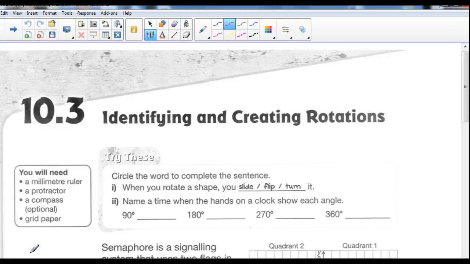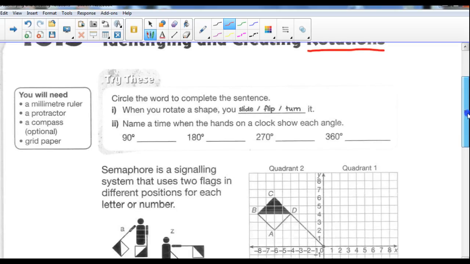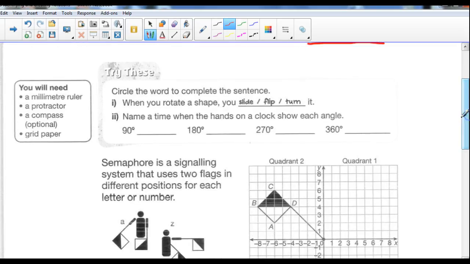Okay, this is 10.3 and we're going to be talking about a different transformation called a rotation. Just think of what the word rotation means. It means to rotate it around an axis. Circle the word to complete the sentence. When you rotate a shape, do you slide it, do you flip it, or do you turn it?